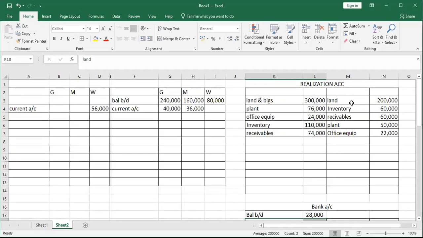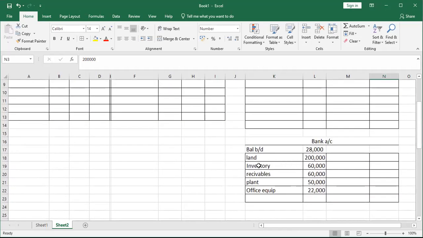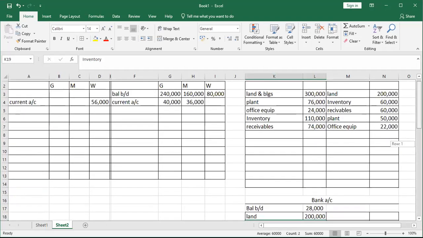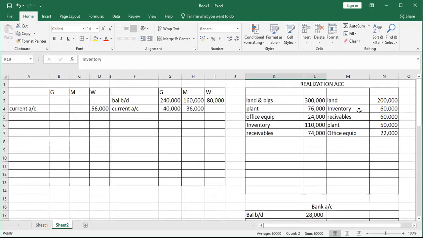After you have debited bank account, you credit this account known as realization account. The next one is SODIA. You receive the money and you debit bank account to receive the money, credit realization account. Are we together? So that is basically what you have done.